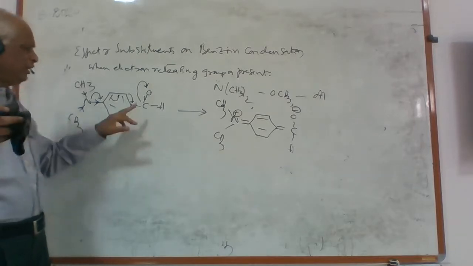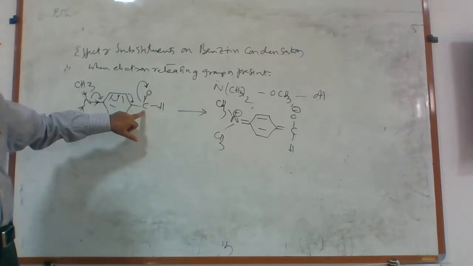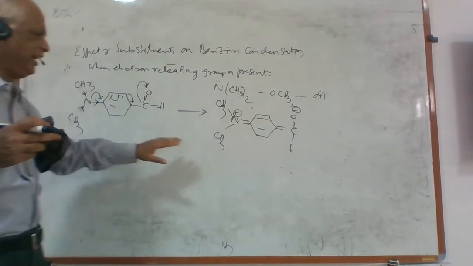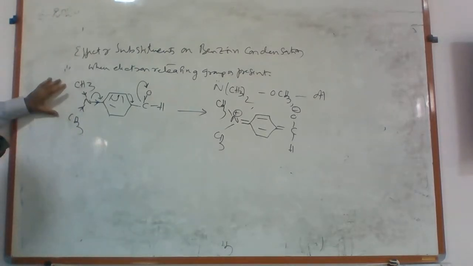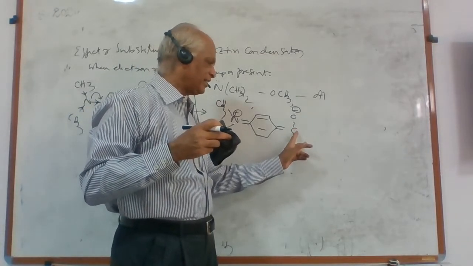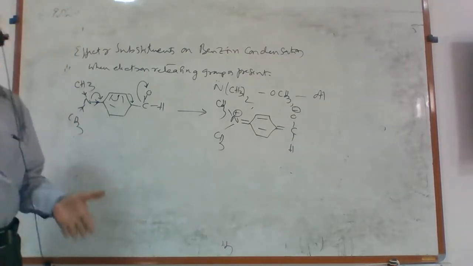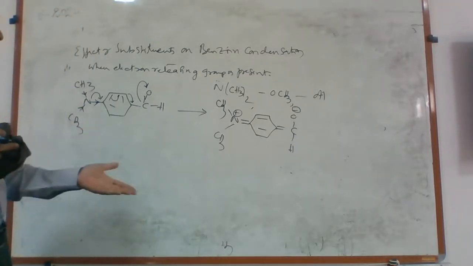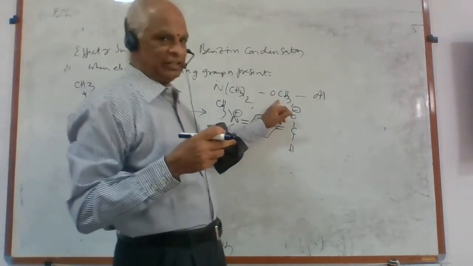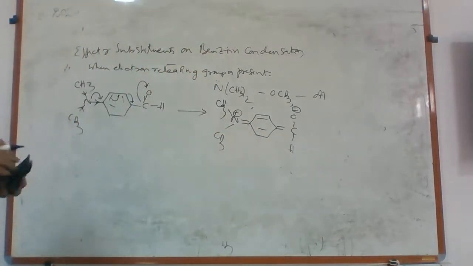What happens? If you get a positive charge on this carbon atom, cyanide ion can attack. But the positive charge has been neutralized by the electron releasing group present at the para position. Therefore, cyanide ion is unable to attack this carbon atom now. That means further reaction is not possible. That means benzoin condensation reaction is not possible when an electron releasing group like a dimethylamino group, a methoxy group, or a hydroxyl group is present at the para position of the benzene nucleus.